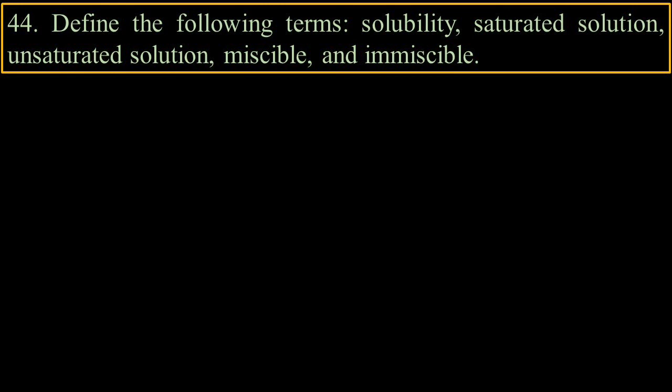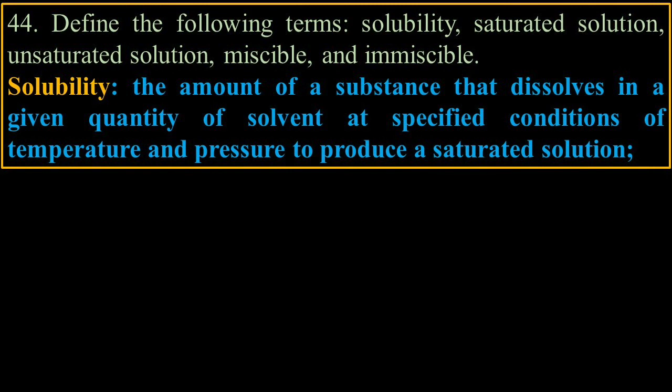Define the following terms: solubility, saturated solution, unsaturated solution, miscibility, and immiscibility. So you're going to have to kind of relate the terms when you define them. Solubility is the amount of substance that dissolves in a given quantity of solvent at specific conditions of temperature and pressure to produce a saturated solution.